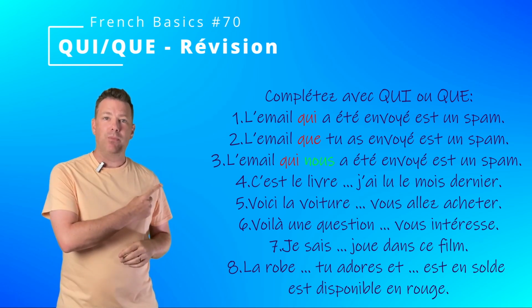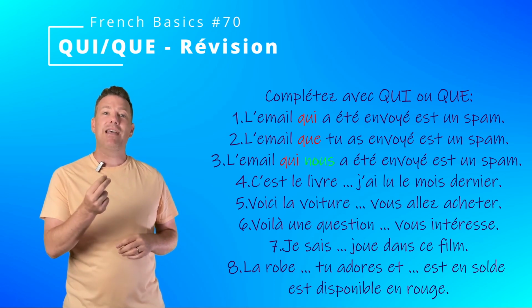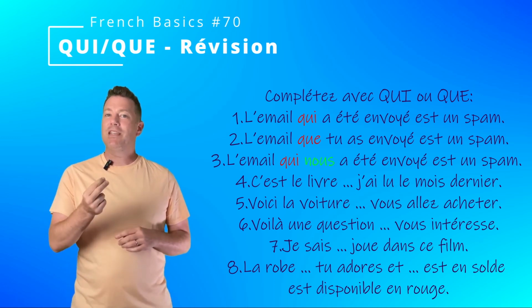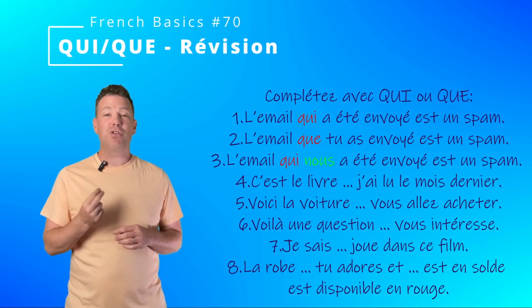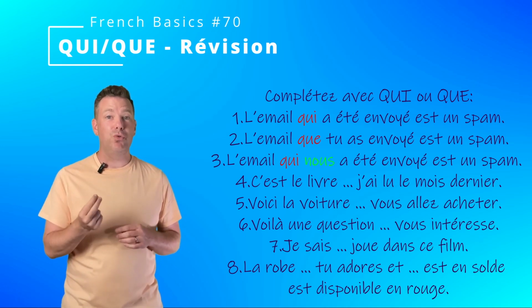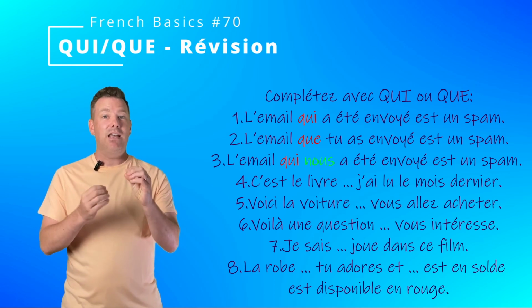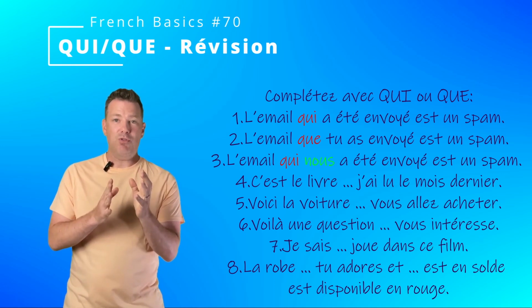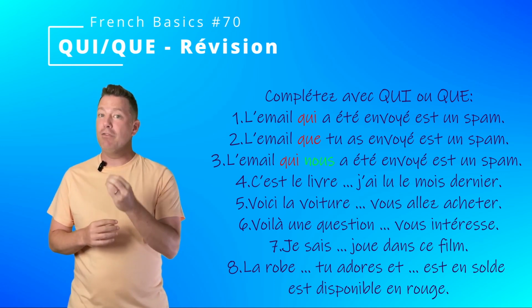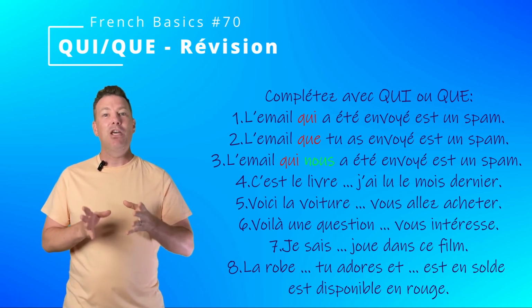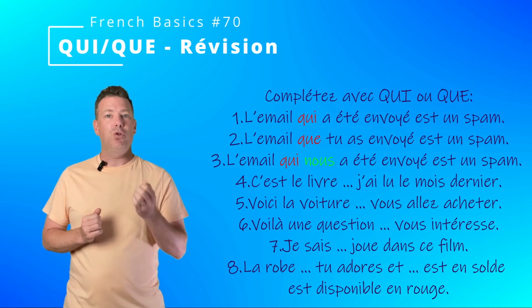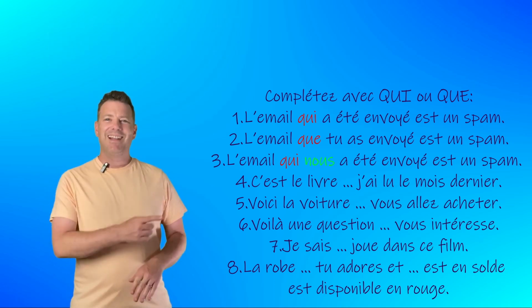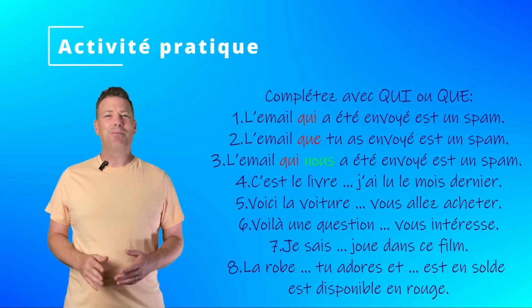In our example, l'email qui nous a été envoyé, you see, after the nous, the verb doesn't have the conjugation form of the nous, right? Nous a. If it was the subject, it would have been avons at least, all right? So here you see, the nous is not the subject of the verb. Nous a été envoyé. Let's do the rest of the sentences together.